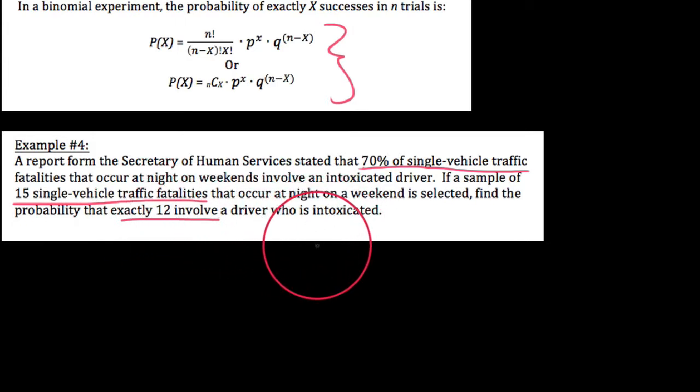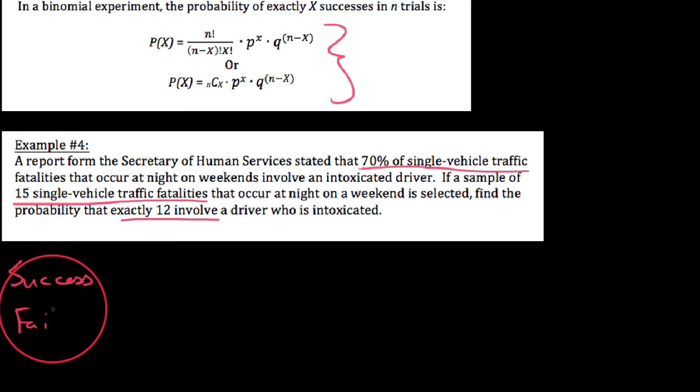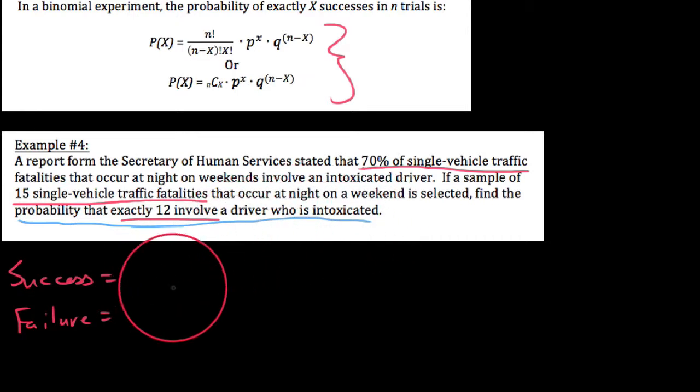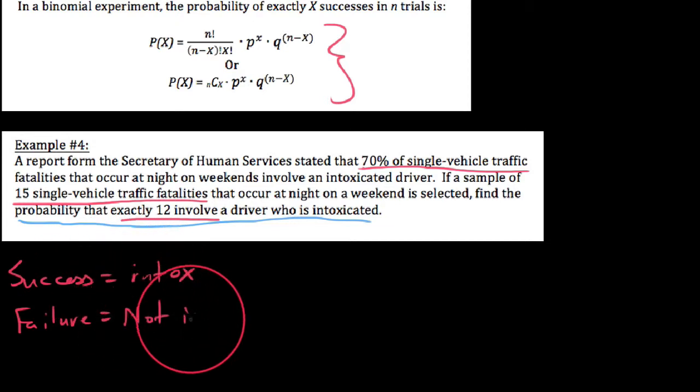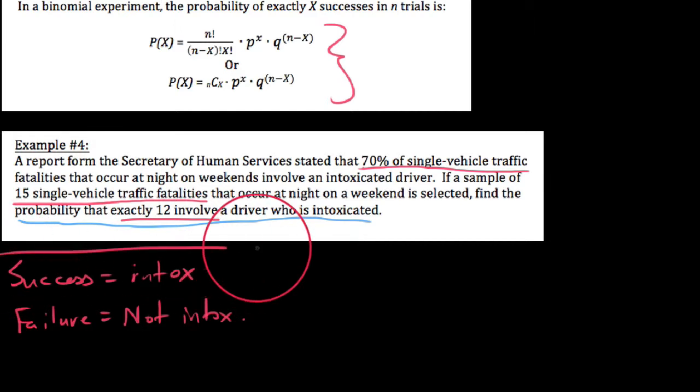So again, let's start with this. Why is this a binomial experiment? Well, it's binomial because either the fatality involved an intoxicated person or it didn't. This sounds really bad, but we tend to classify things as either a success or a failure. Since the probability we're searching for, in the last sentence, is that exactly 12 involve somebody who's intoxicated, the probability of success is the probability that we get somebody who's intoxicated. So success is intoxicated, and not intoxicated would be the failure.